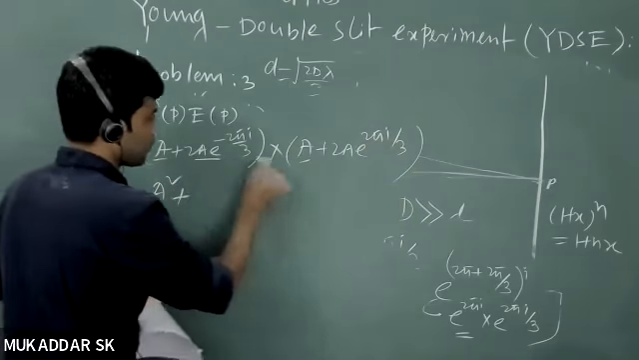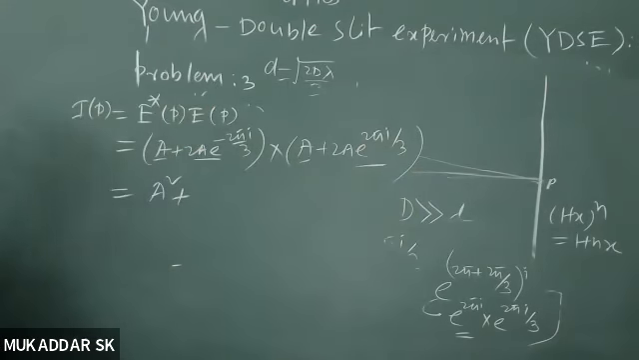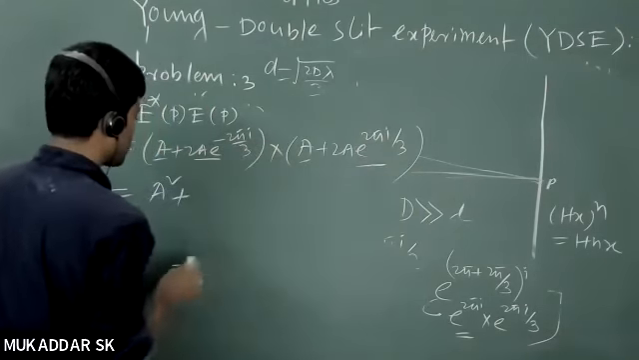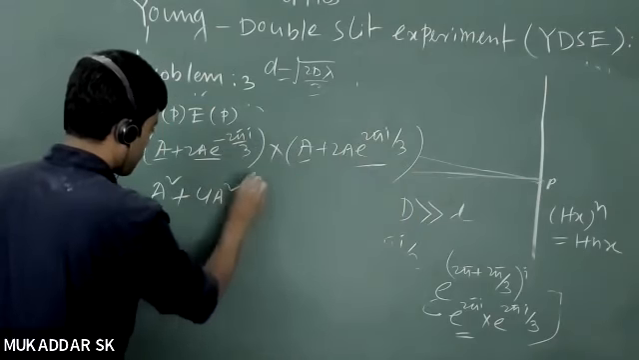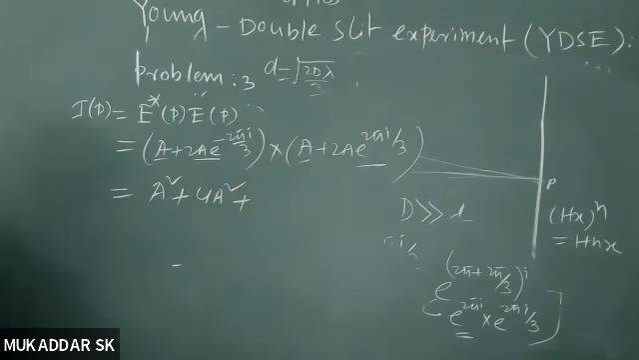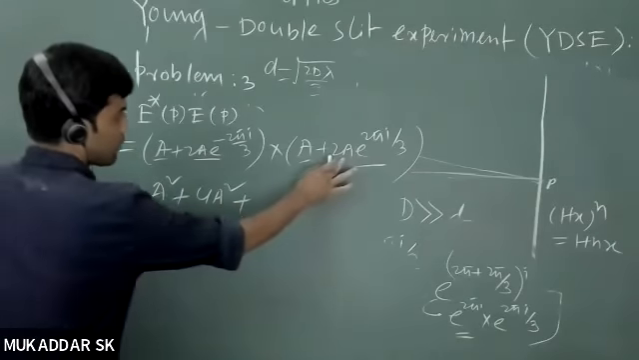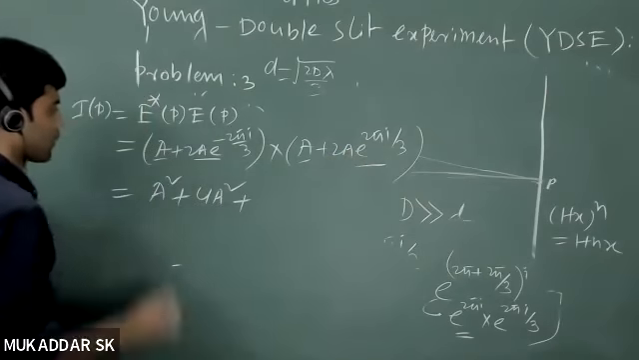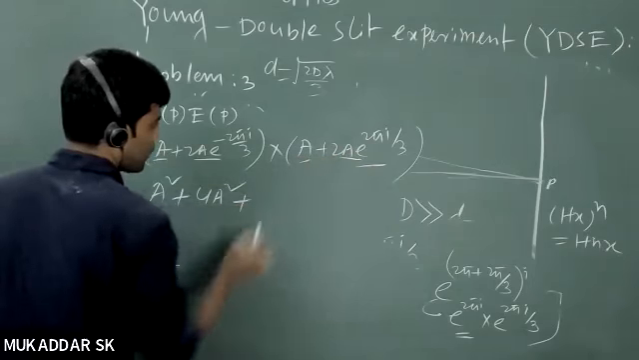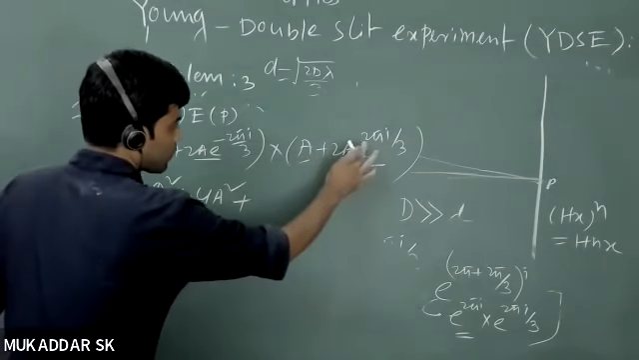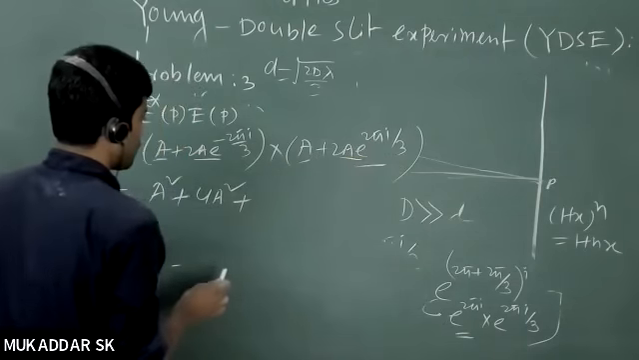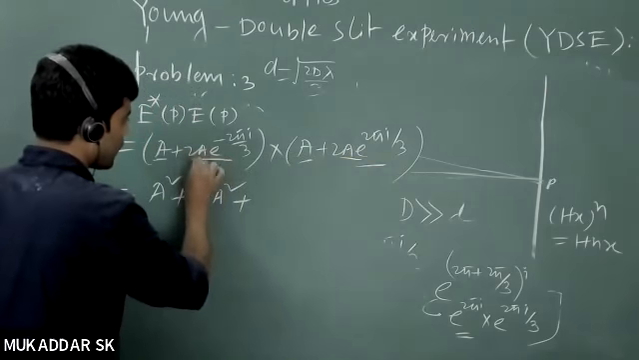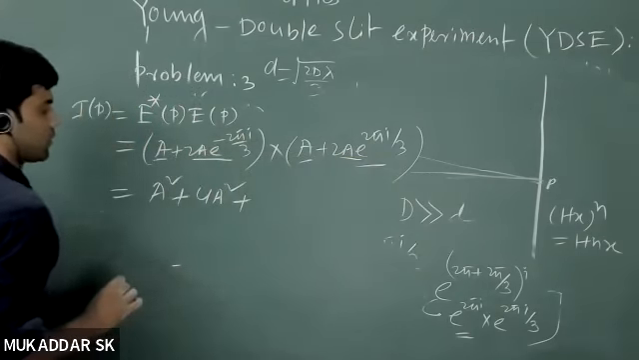When you multiply this term with this term, how much will you get? The exponential part will be cancelled, and you will basically get 4a square. Now, when you multiply this term with this term, you get 2a square exponential 2 pi i by 3. And when you multiply this term with this term, you get 2a square exponential minus 2 pi i by 3.